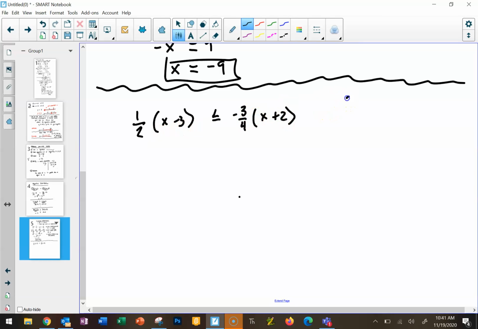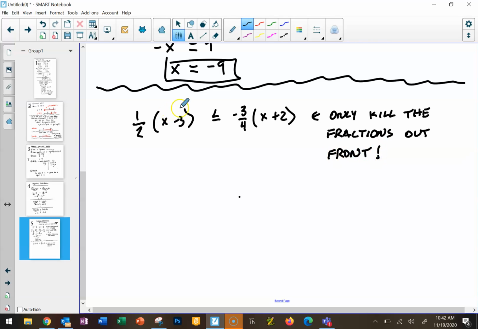So what that means is, remember, 2 times 3 is the exact same thing as 3 times 2. So it doesn't really matter as long as it's multiplication. I don't want to actually confuse the point too much. But the point on this one is only kill the fractions out front in this situation. Don't put it on everything inside the brackets. You won't run into these all that often in grade 9, but you will run into them very often in grade 10 and above.